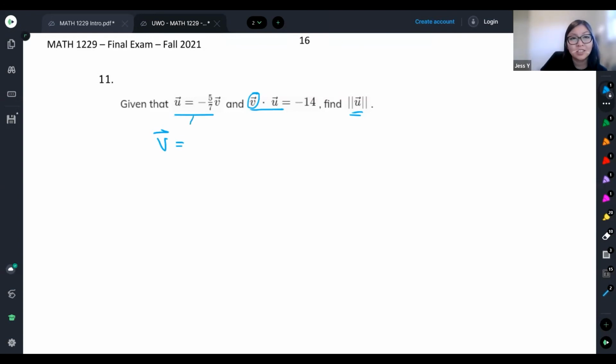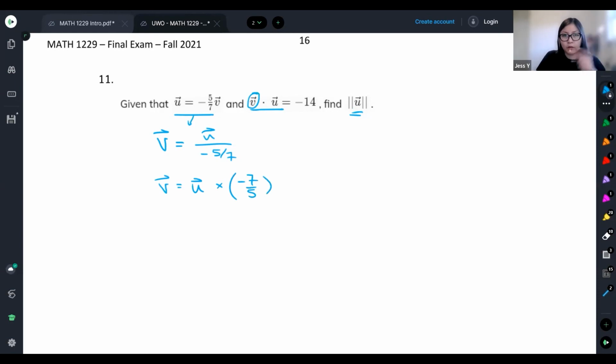Well, you can rearrange this equation, right? So if you divide both sides by negative 5 over 7, you'll get v by itself. So you want u divided by negative 5 over 7. Dividing by a fraction, just some reminder, because they do expect you to know how to work with small fractions like this. Dividing by a fraction, we're going to flip and multiply. So the u stays the same, but now this is going to turn into a multiplication, and then we're going to flip the fraction. So it's going to be negative 7 over 5.